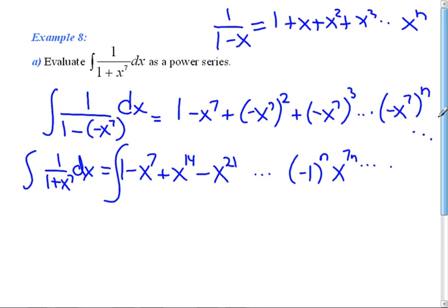Right. Okay, guys, can you integrate 1 over 1 plus x to the 7th? Who's got a CAS calculator? You can try it. I don't think you can do it.